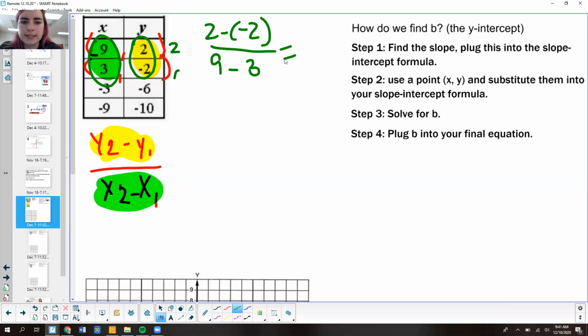All right, go ahead and simplify that on your own and type into the chat what you think the slope is. And you should be good at simplifying these at this point. Even if you're still struggling to find the slope on your own, you definitely should be able to simplify this.